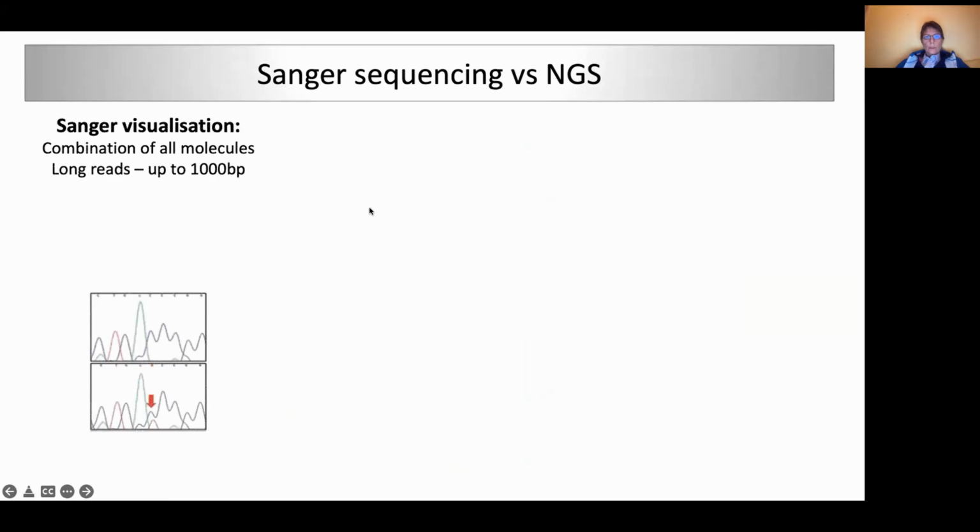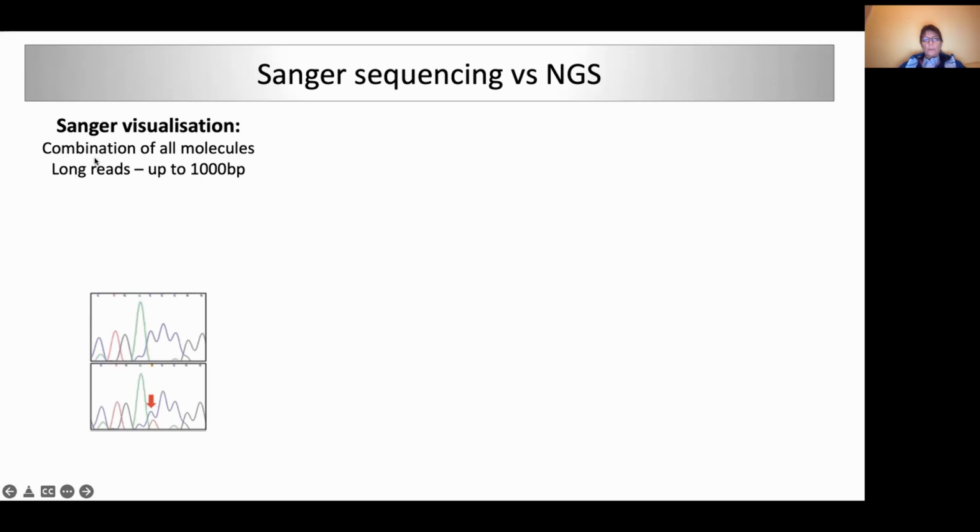So Sanger sequencing has a number of other variations from next generation sequencing. First of all, you get a combination of all molecules being visualized. So if you look here, you can see 3 Cs in a row in the top panel of one individual, and this individual below has a mutation. So at this first C position, only half of the reads are actually a C and the other half are a T in red. It can actually be very difficult to tell the difference between this, which is a mutation, and this, which is just a sequencing error.